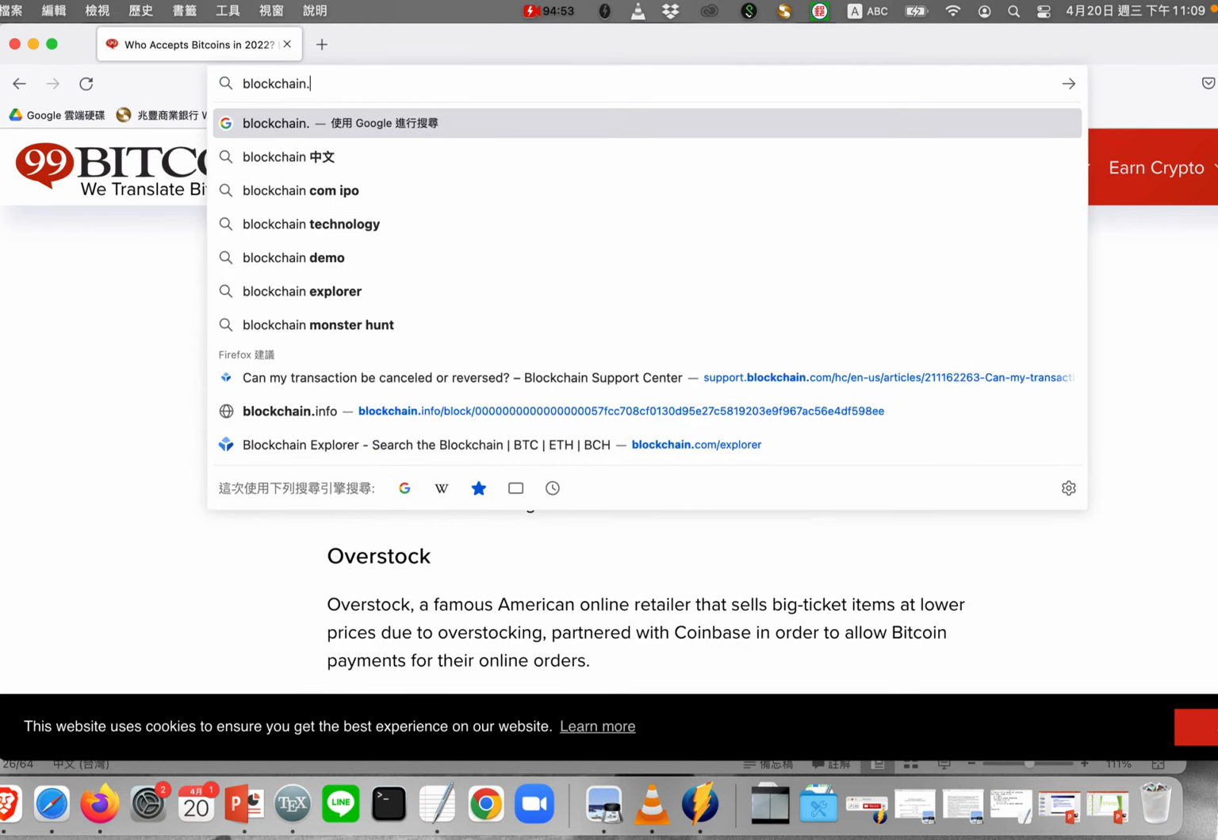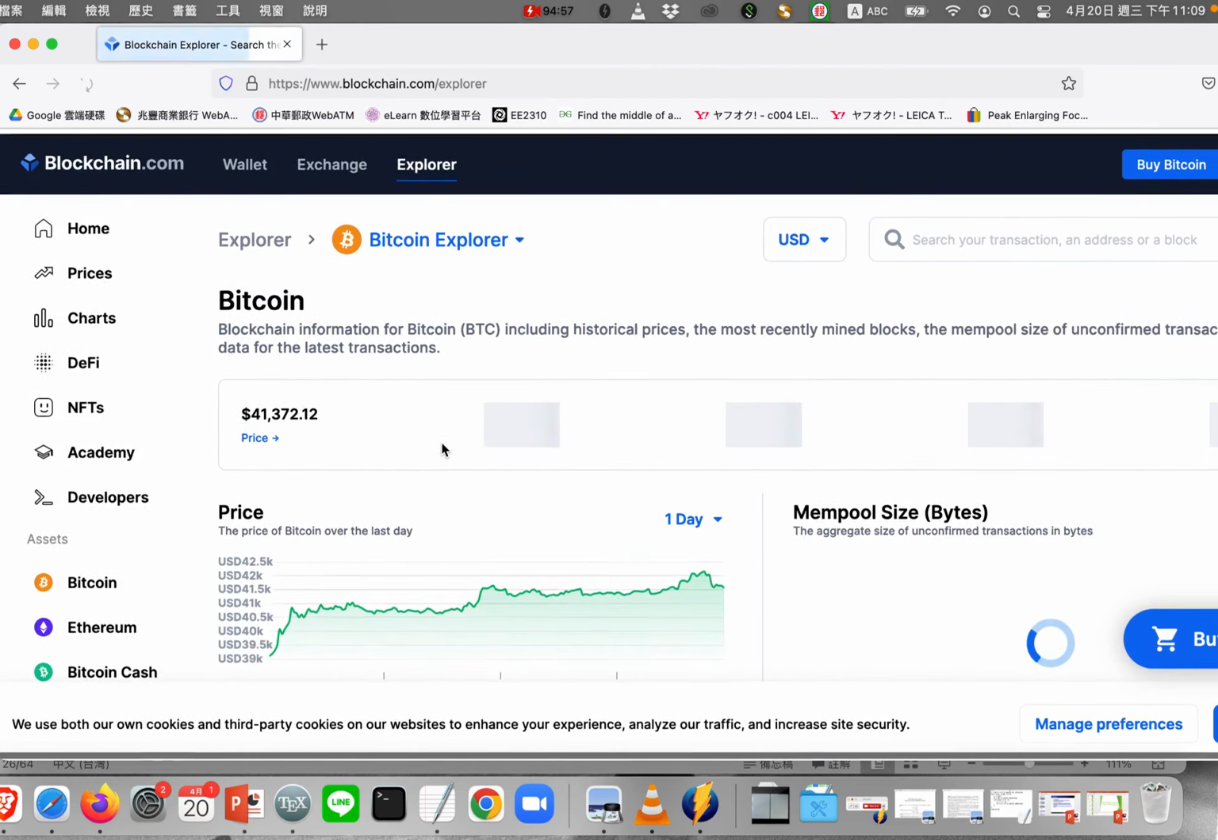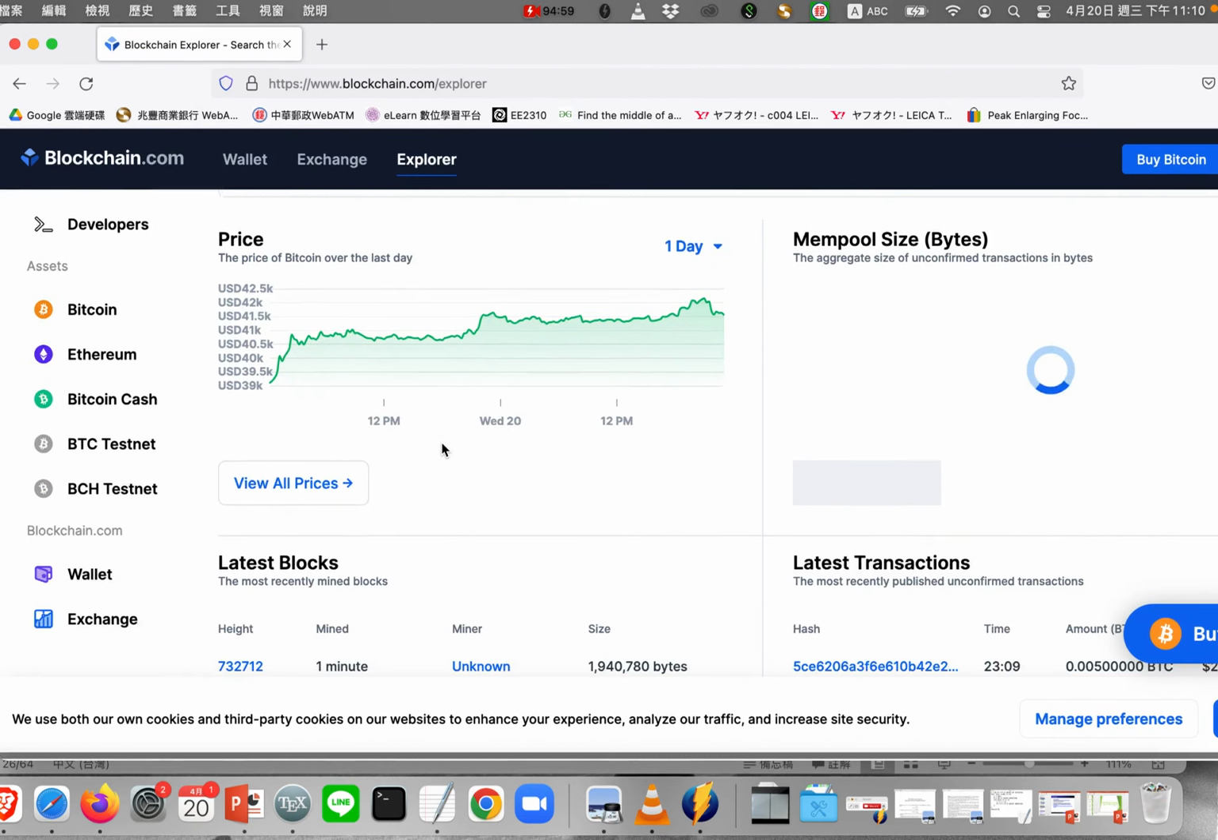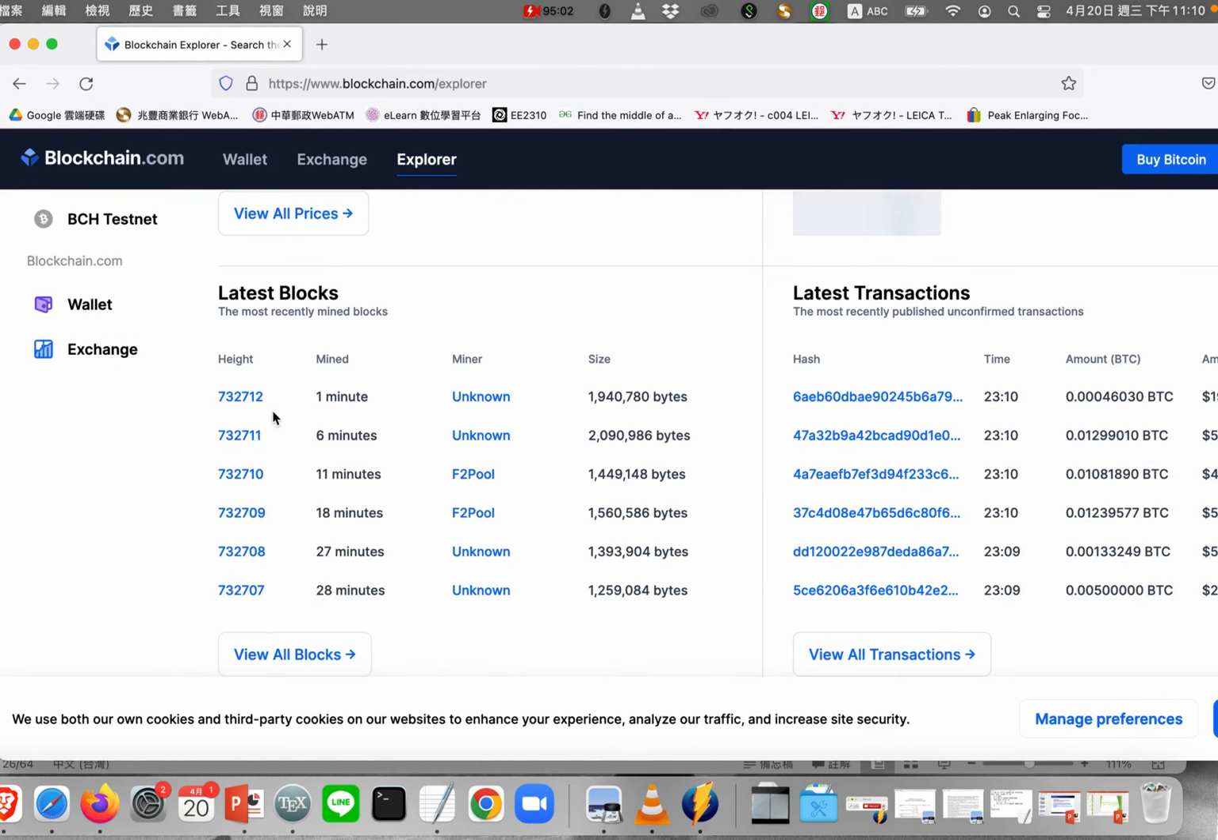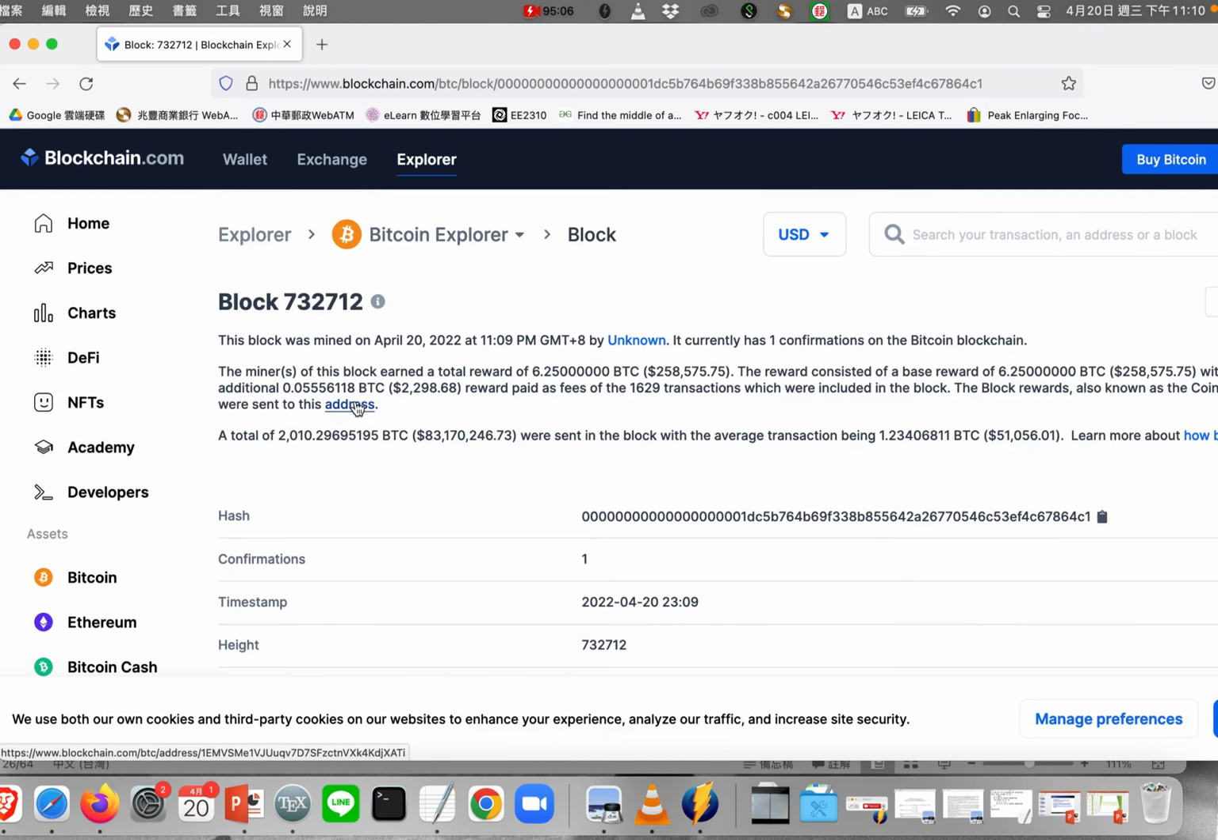Maybe I can just use the old version, blockchain.info. You guys can take a look. Yeah, Bitcoin Explorer, that will be easier. So let's take a look at some block. Let's take a look at the latest block.